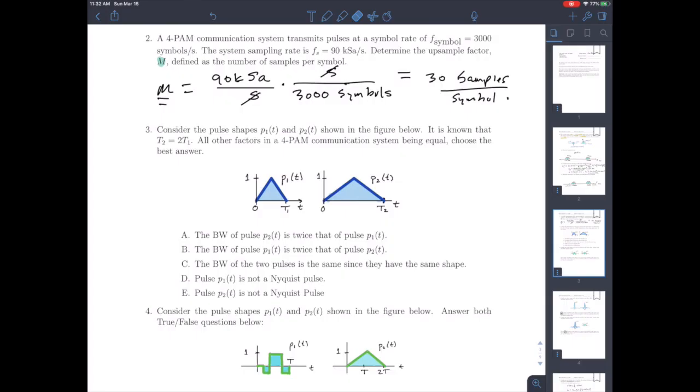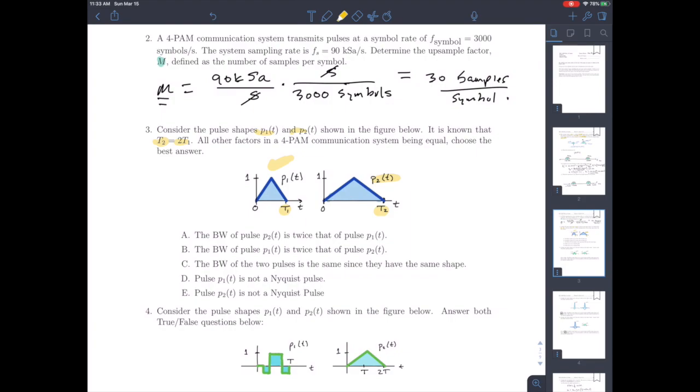For problem number 3 on exam 2, we're looking at comparing two shapes. We're comparing shape P1 and P2, where this is P1, it's a triangle pulse, and here is P2, it's another triangle pulse, but we have different durations on the length of the pulse. All right, so it says in the problem statement that T2 is 2 times T1. All right, so as drawn, T2 is a longer interval than T1 by a factor of 2.